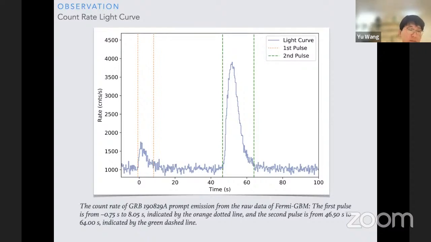And this figure shows the prompt emission observed by Fermi GBM. The light curve shows two pulses. The first pulse starts to rise at -1 second, peaks at 1 second, and fades at 8 seconds, so in total about 9 seconds. Then after a time gap of about 40 seconds, the second pulse rises. This second pulse has a duration about double that of the first pulse, and it has more photons. How many more? About 5 times more photons.